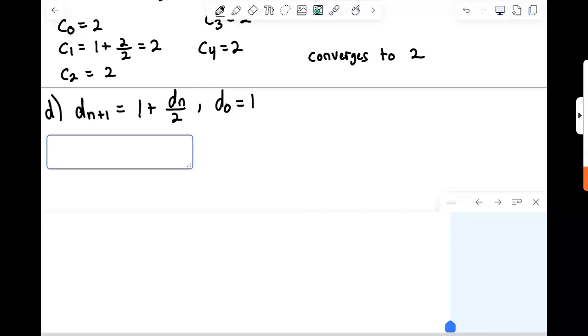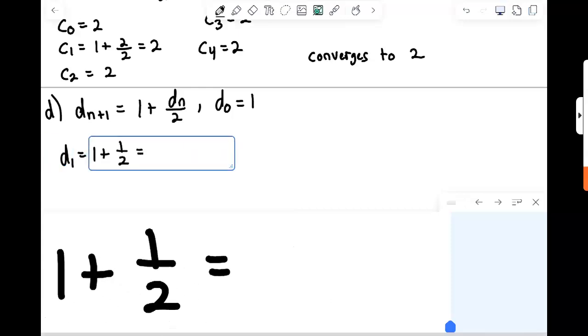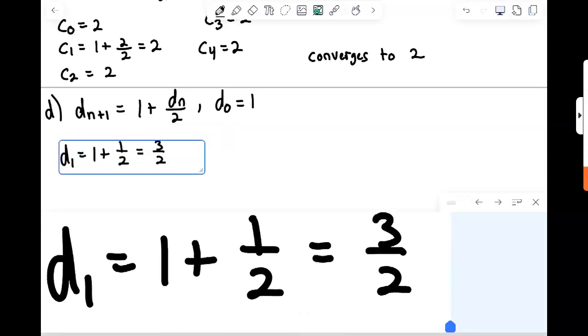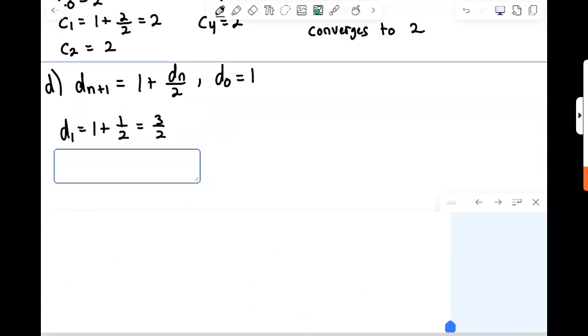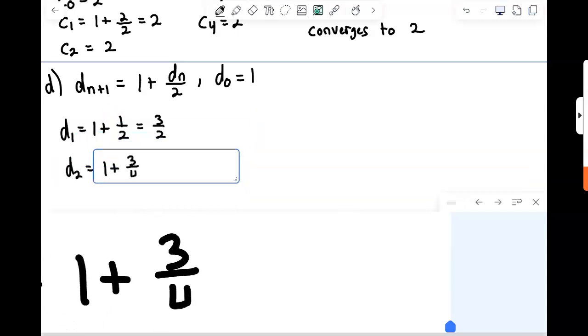Okay. So d1 would be 1 plus 1 over 2, right? Which would just be 3 halves. So d2 would be 1 plus half of that, which is 1 plus 3/4, which will be 7/4.